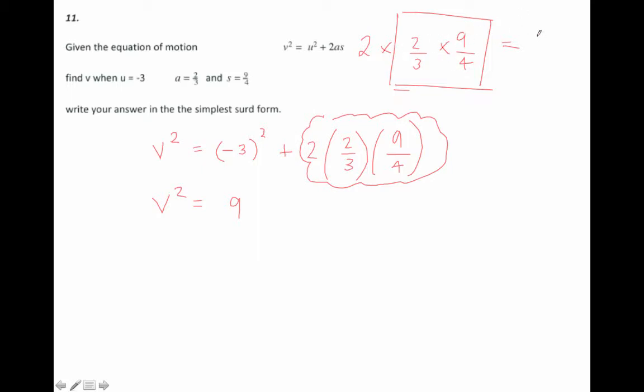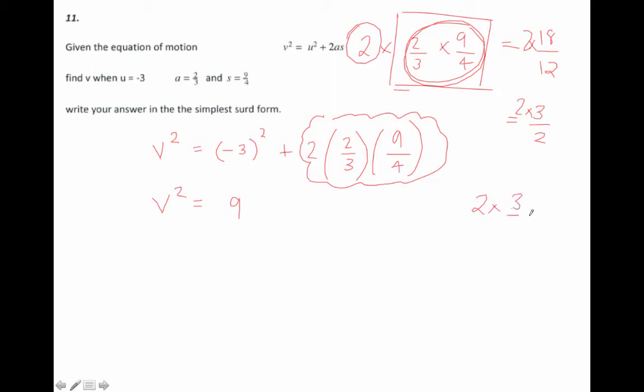Okay, so 2 times 9 would be 18, and 4 times 3 would be 12. So you get 18 over 12. If we simplify 18 over 12, they both go into 6, so we'd get 3 over 2. But that's just for this bit here. And then you had to times that by 2. So it would be 2 lots of 18 over 12 and 2 lots of 3 over 2.